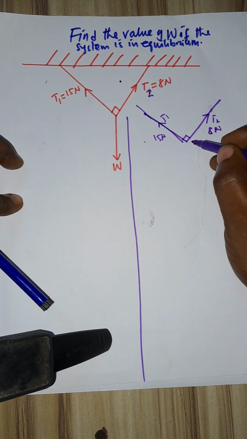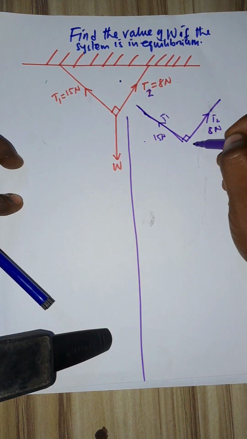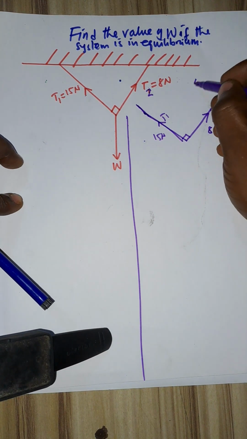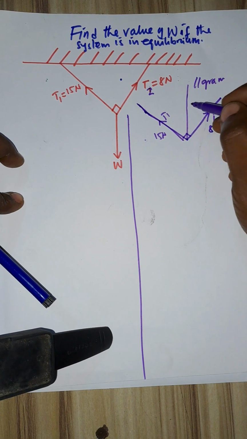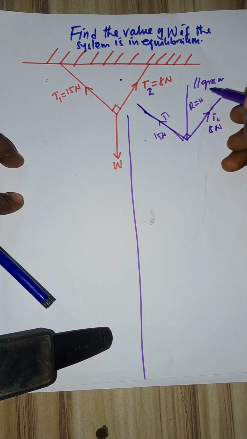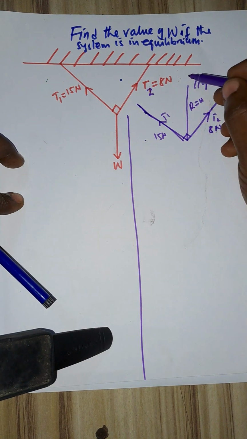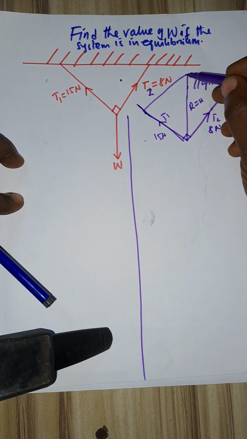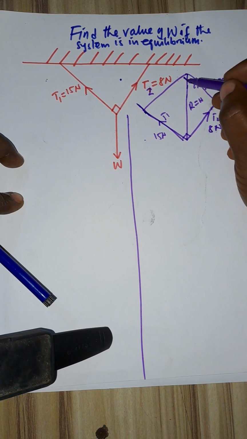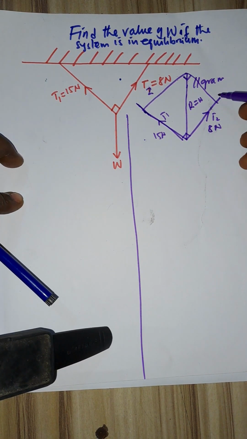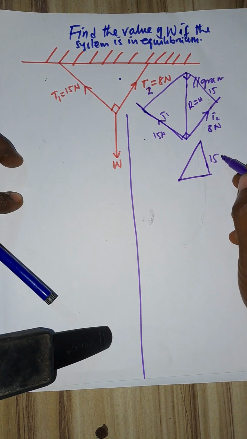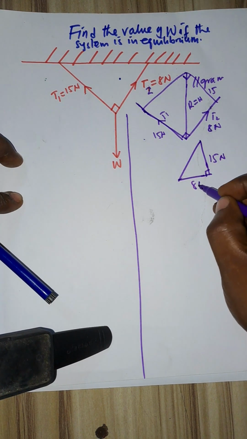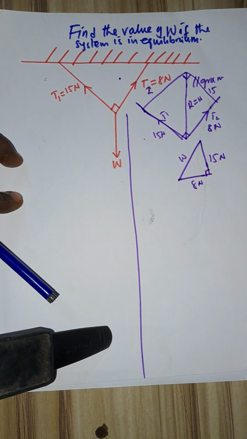Now, since they are in equilibrium, their resultant by the parallelogram law of forces will emanate through this diagonal. So this becomes their resultant, which is equal to W. You complete the shape, and that gives us a rectangle. This is 15 Newton, this is 8 Newton, and this is W, the resultant.